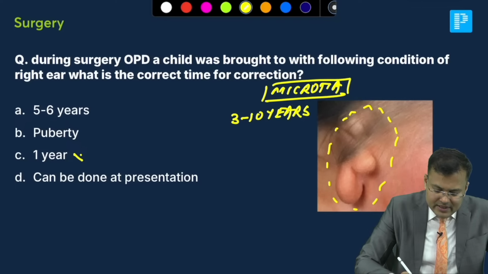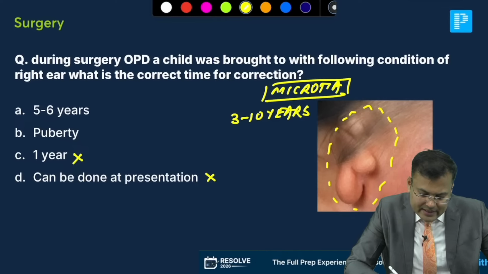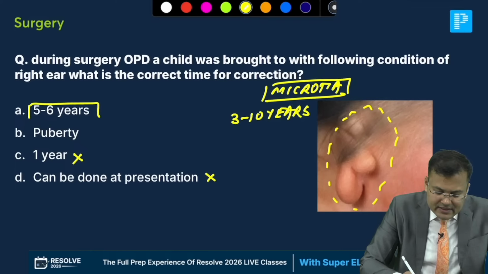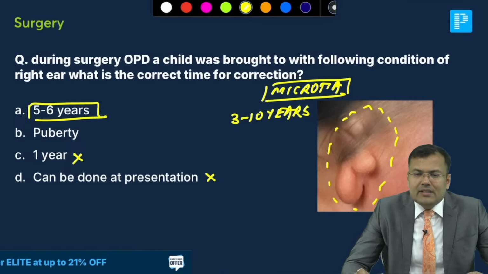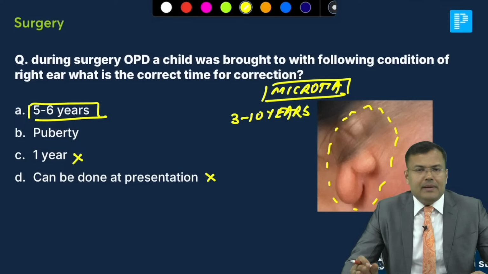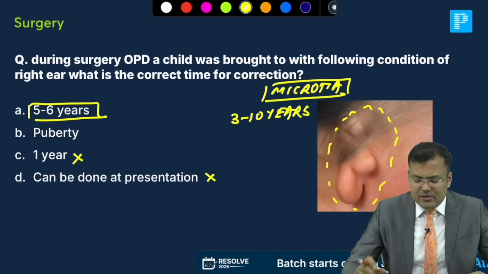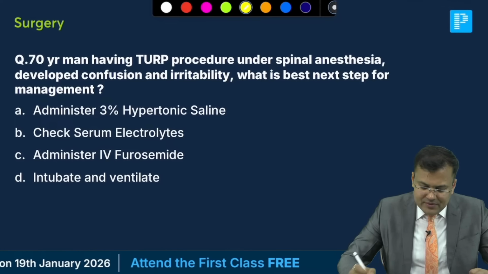So obviously 1 year is incorrect. Can be done at presentation? Age is not mentioned. So what is the preferred answer here, guys? The preferred answer is 5 to 6. Vishnu, very good. So the preferred answer will be 5 to 6 years. For microtia, we perform the repair at 5 to 6 years of age. Preferred age is 3 to 10 years. Clear?